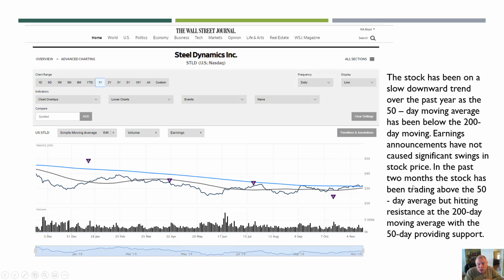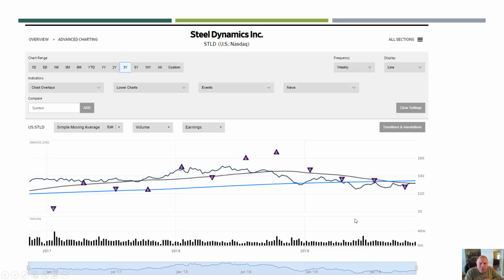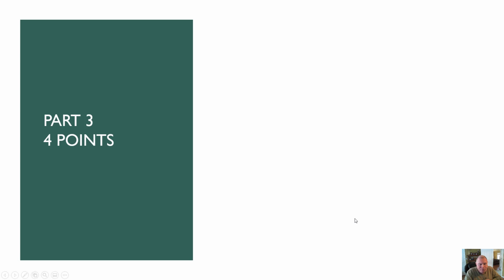In the past 2 months, the stock has been trading slightly over the 50-day, but hitting resistance at the 200-day, with the 50-day providing support. Okay? Here's another example of it at the 3-year chart.